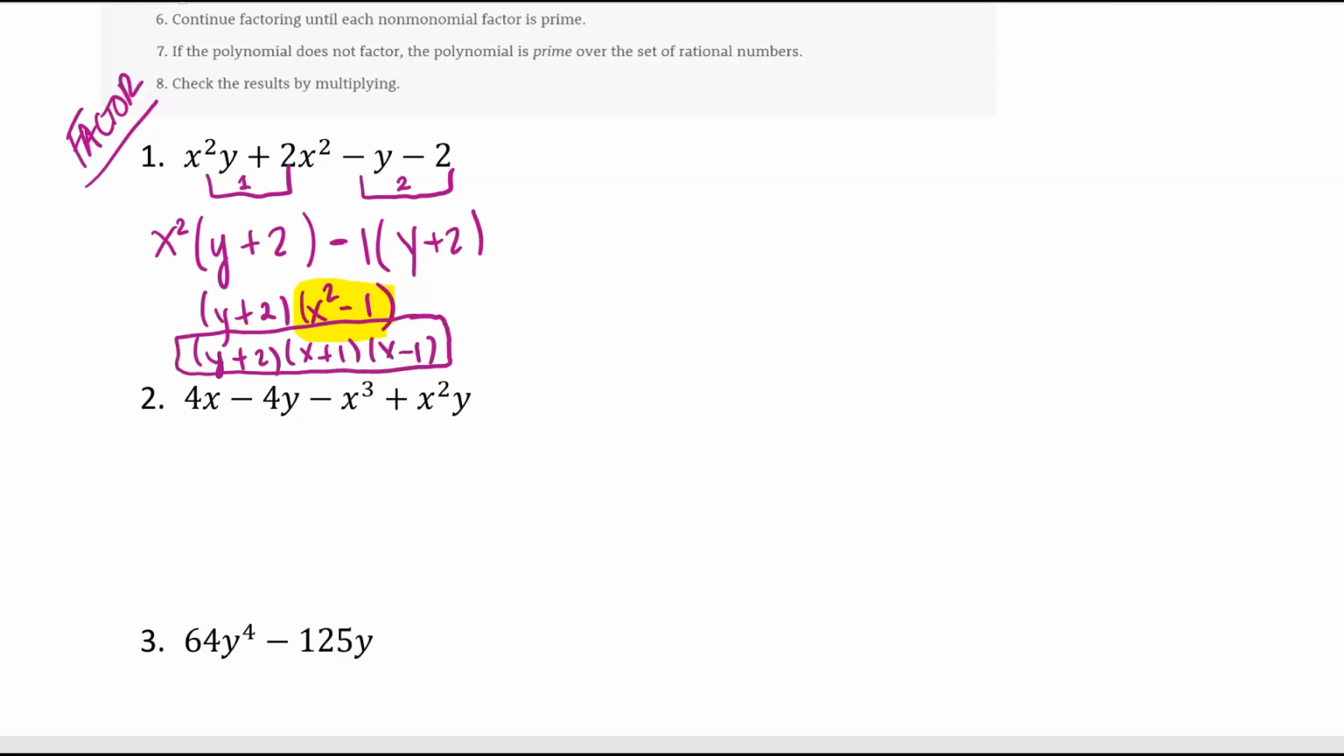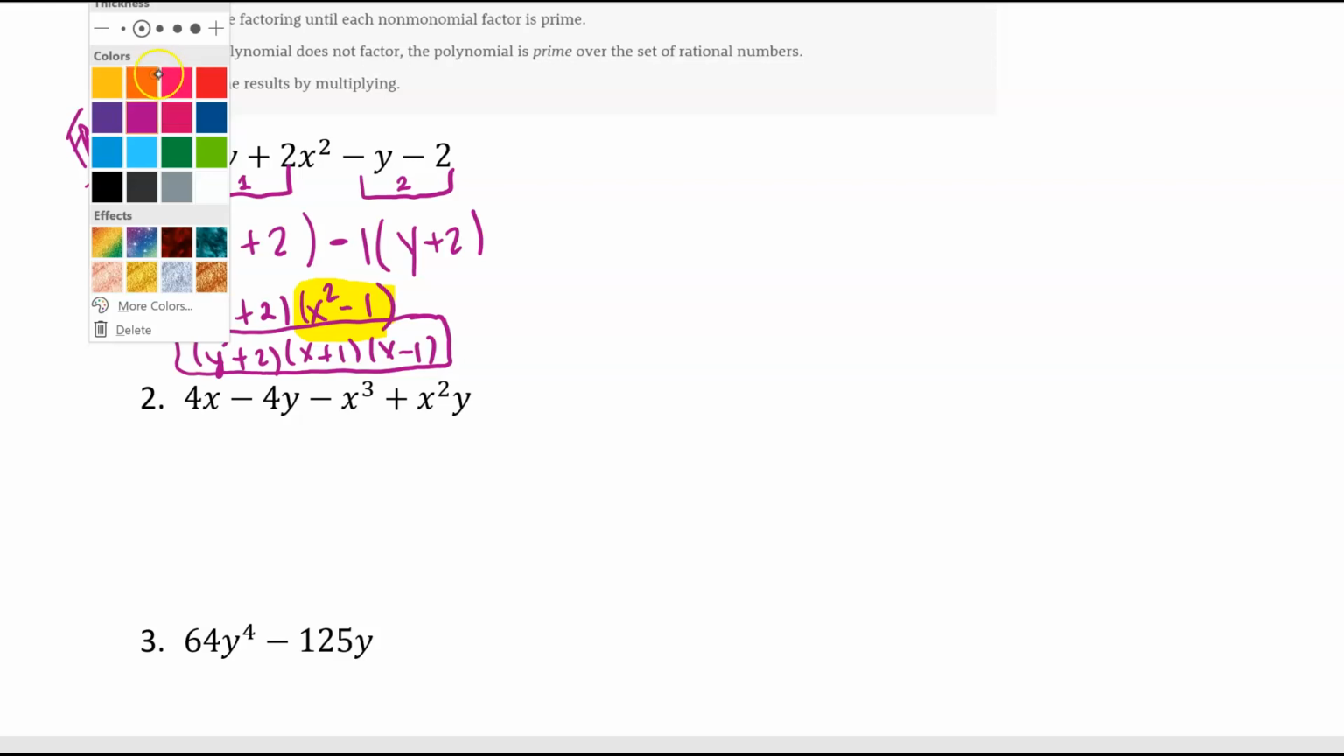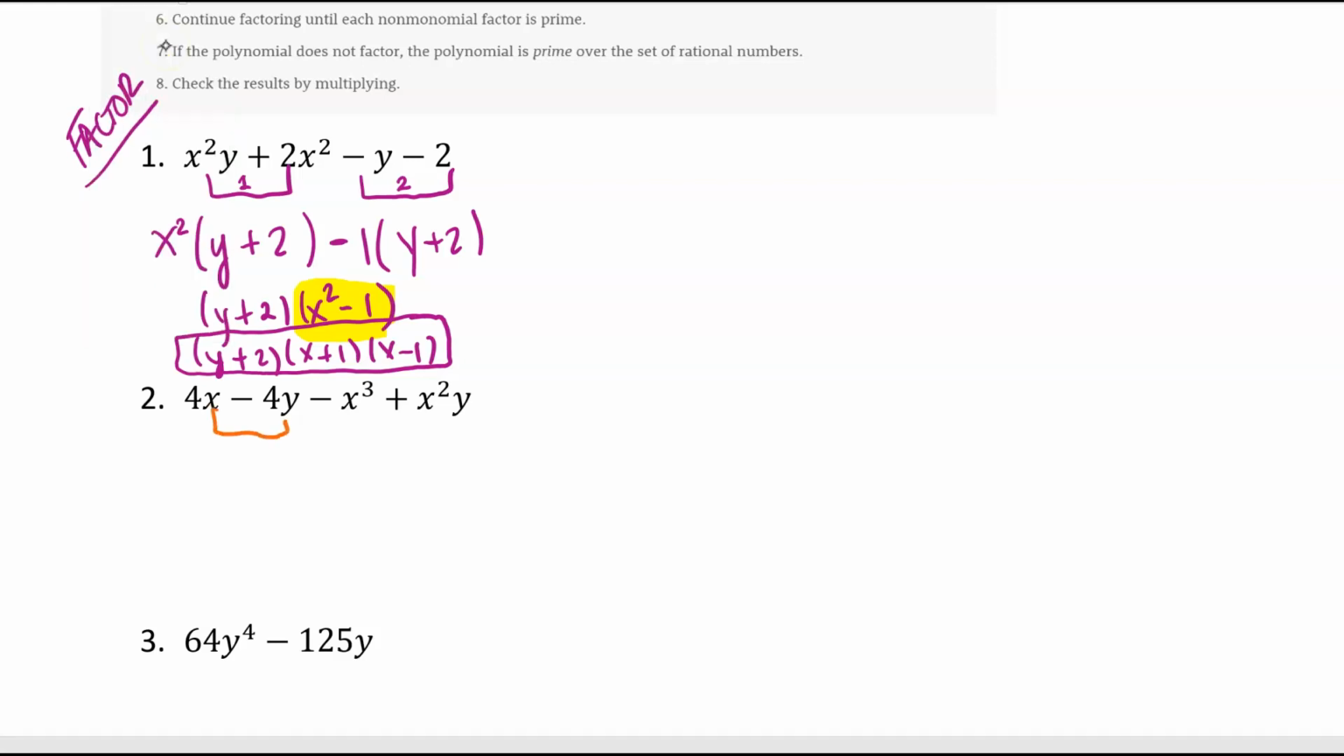Moving on to number 2. Again, we do not have a GCF. There is no factor that I can pull out of all four terms at the same time. So I suggest that we group. And in the first group, 4 stands out as what's in common. So we take that out.